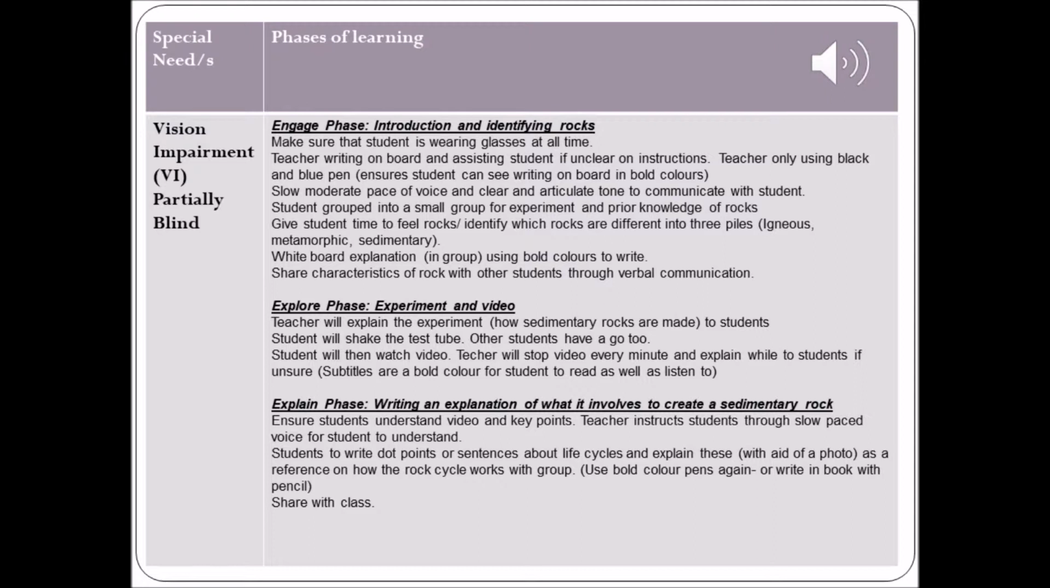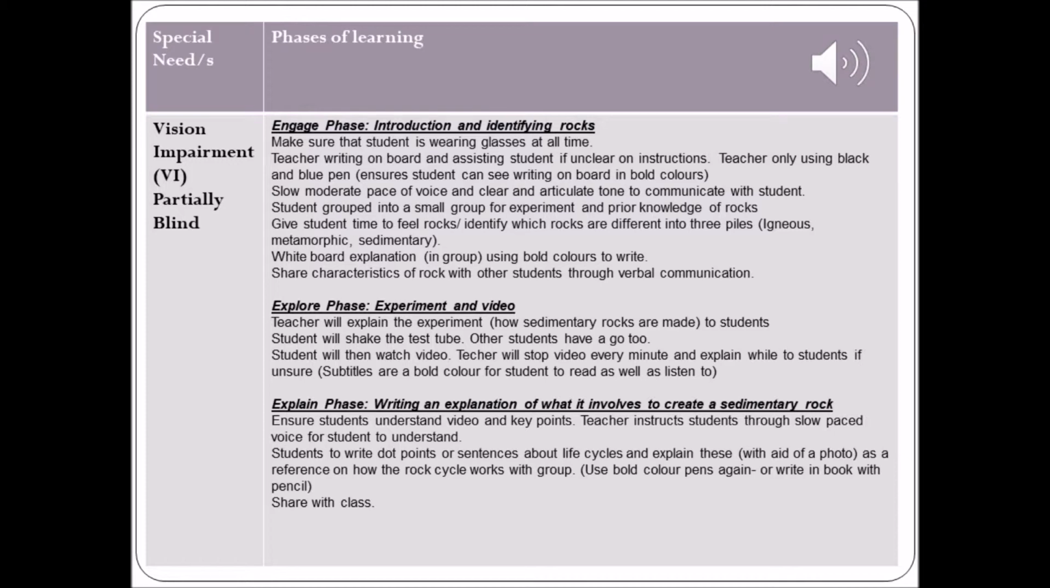It is crucial that the student in this example wears glasses at all times. In the engage phase, the teacher makes sure that the student is wearing glasses at all times, and it is the teacher's job to use a black or blue pen when writing on the whiteboard. A slow, moderate pace and a clear and articulate tone of voice to communicate with the student is crucial.